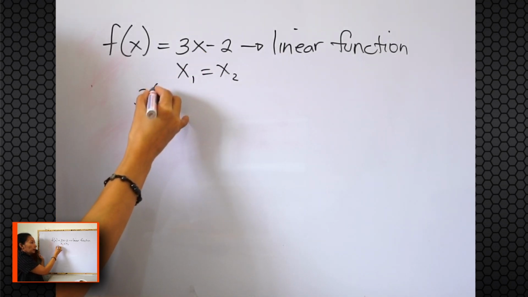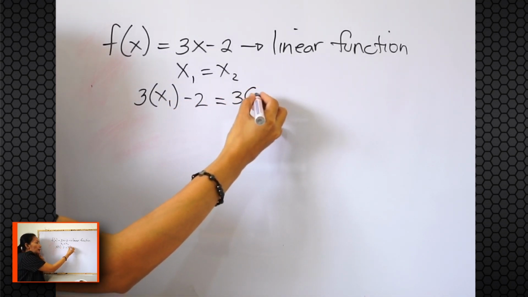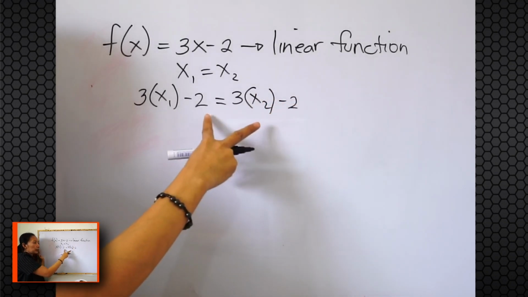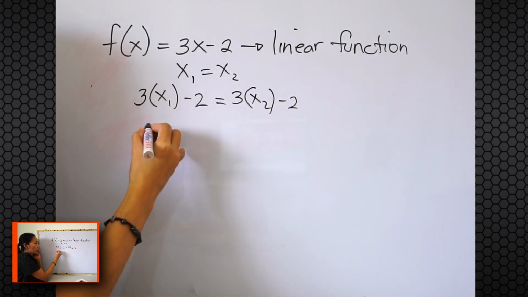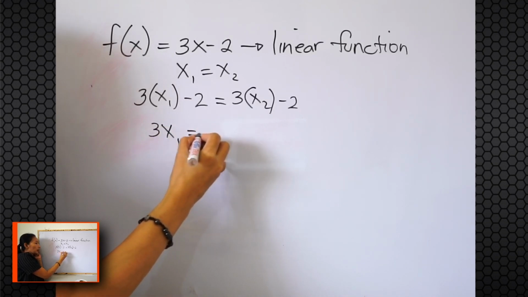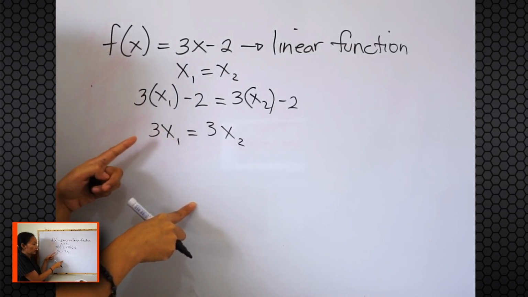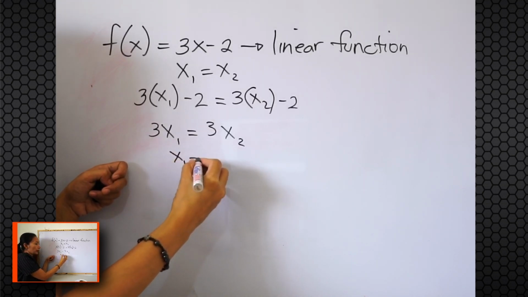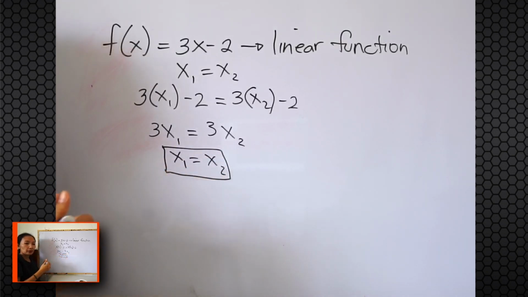So 3 times x sub 1 minus 2 equals 3 times x sub 2 minus 2. From the addition property of equality, if we add 2 on both sides, the constants cancel. So what is left? 3 x sub 1 is equal to 3 x sub 2. And again, from the multiplication property of equality, if we multiply both sides by 1/3, this is reduced to x sub 1 is equal to x sub 2. So we were able to show that x sub 1 is equal to x sub 2.